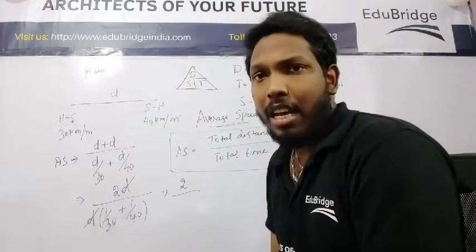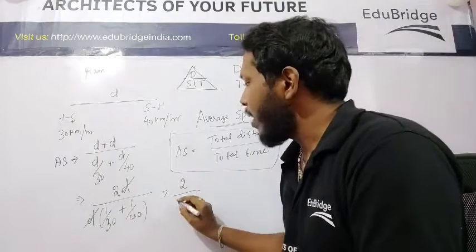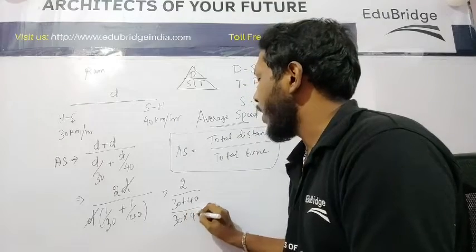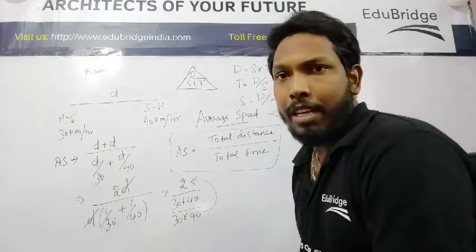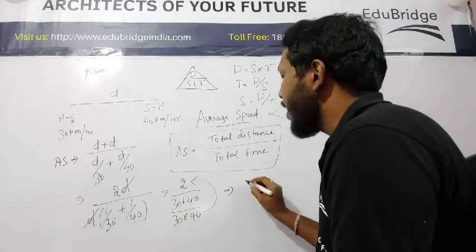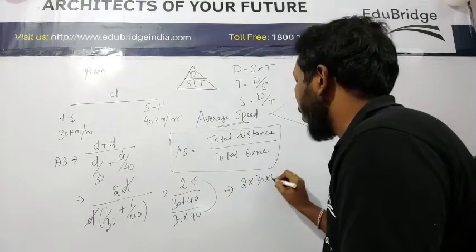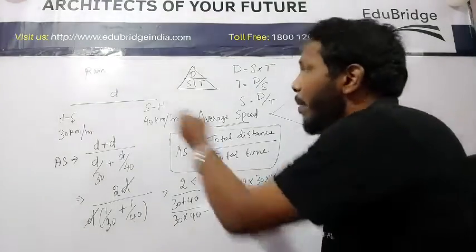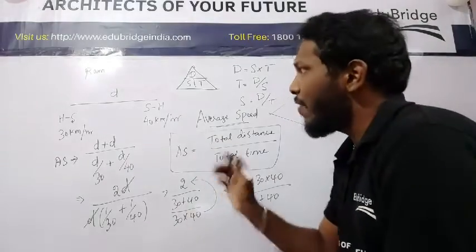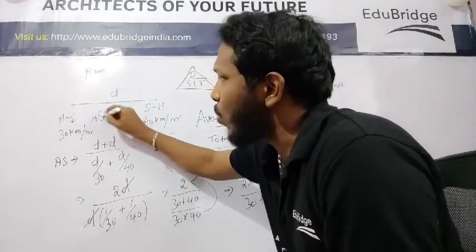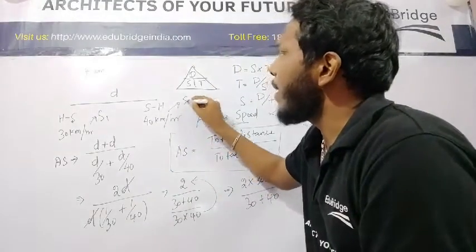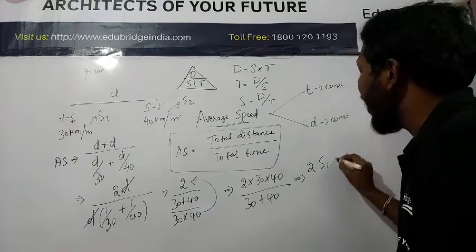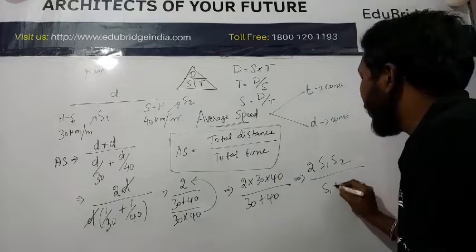I can cross multiply, where I get 30 plus 40 by 30 into 40. This value goes up, then I can write this as 2 into 30 into 40 by 30 plus 40. So that is my average speed. If I take 30 as S1, speed 1, and 40 kilometers per hour as speed 2, I will get a formula: 2 S1 S2 by S1 plus S2.